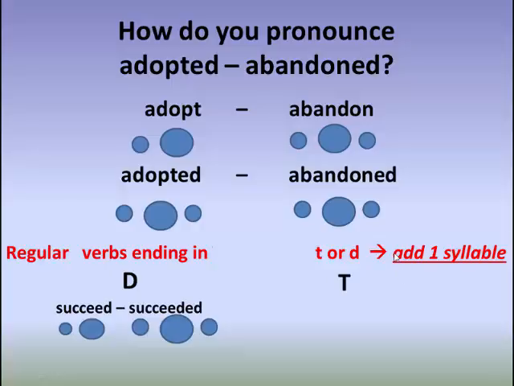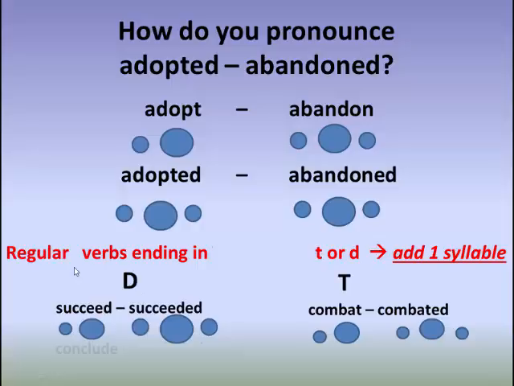Now let's see one with T. Combat, combat. 2 syllables. Combat. We have a regular verb ending in T. What is the past? Combated. Here we have an example of verb ending in T, and here we have a verb ending in D.